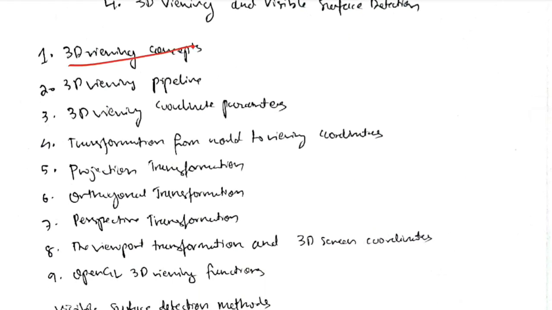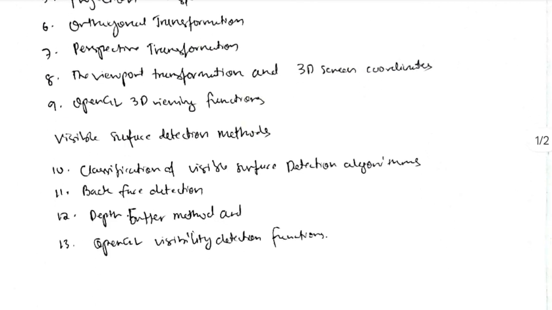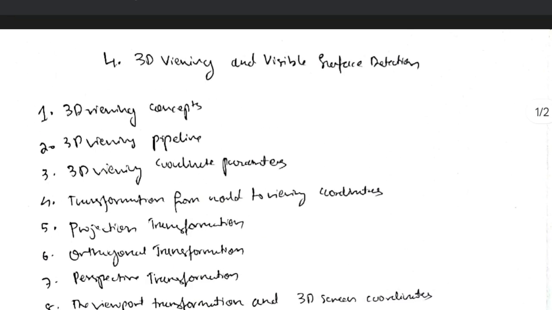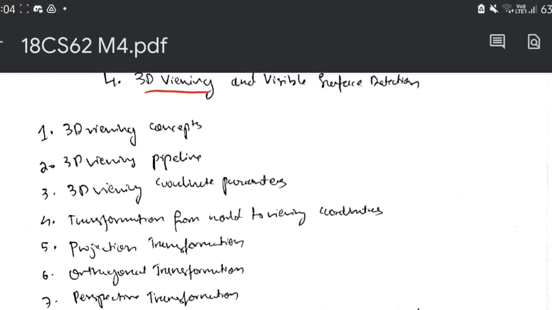3D viewing concepts, 3D viewing pipeline, 3D viewing coordinate parameters. Let's divide the topics. So first, see how many topics are there. There are a total of 13 topics, and that's already divided into two parts here. The first part is about the 3D viewing, and the second part is visible surface detection.